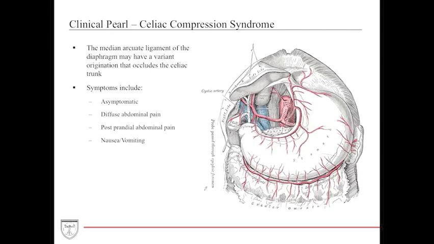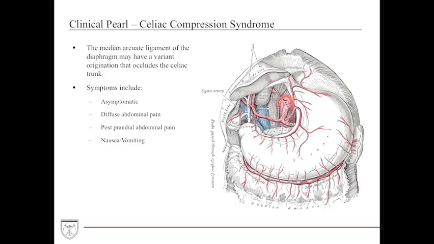So now we're going to go ahead and discuss the clinical pearls in this unit. The first one is the Celiac Compression Syndrome. There's an important structure right here, a fibrous structure, that's called the median arcuate ligament that we'll discuss in later units. The median arcuate ligament is a fascial sling, or a fascial component, that wraps around the diaphragm as the abdominal aorta enters into the abdominal cavity.